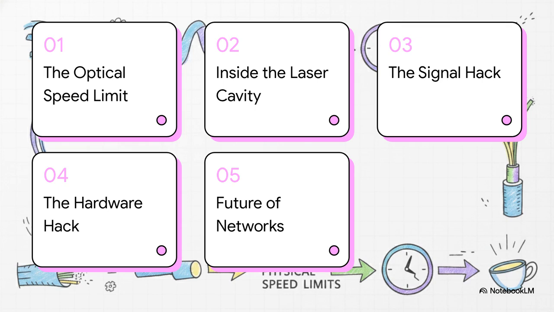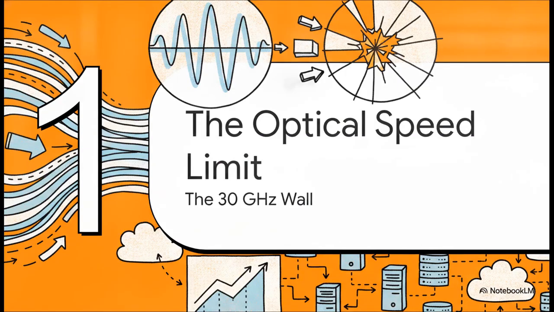So here is our roadmap for today. 1. The optical speed limit. 2. Inside the laser cavity. 3. The signal hack, which is current shaping. 4. The hardware hack, utilizing coupled cavities. And finally, 5. The future of networks. Let's kick things off with part 1, the optical speed limit.